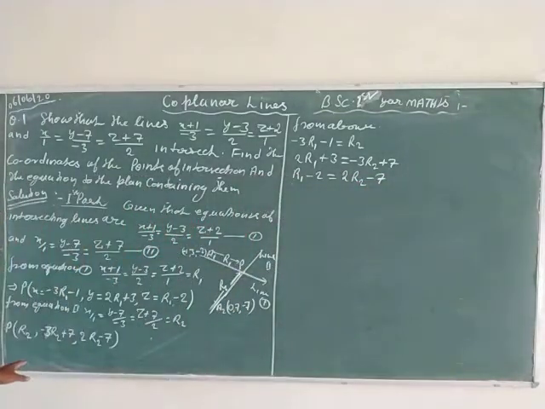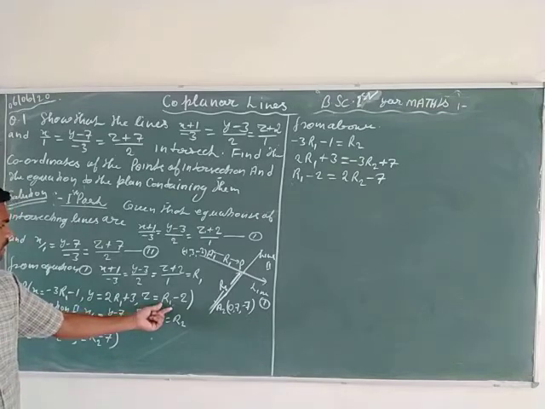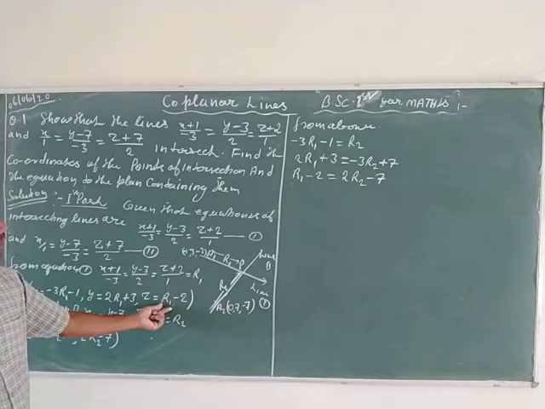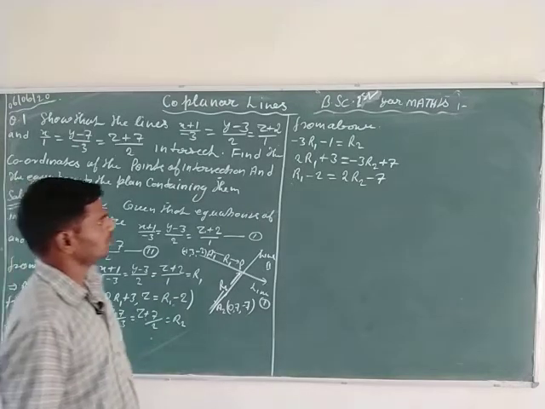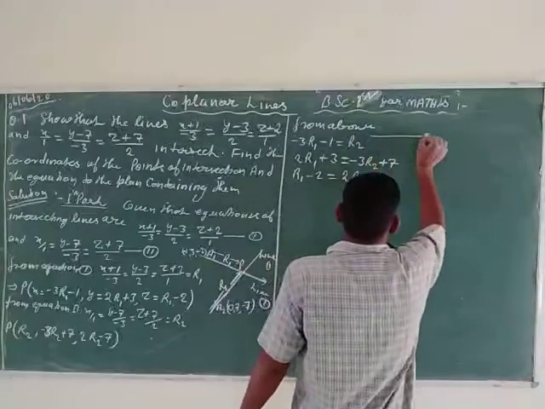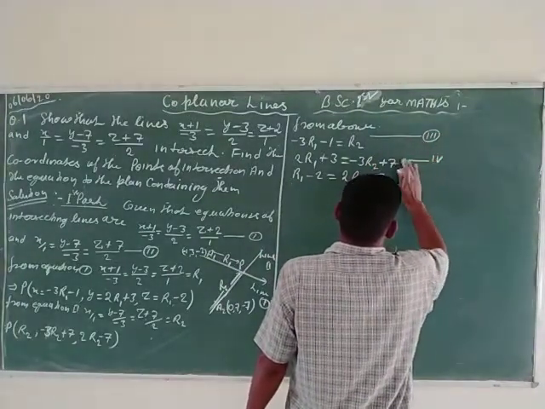Please check one more time. Minus 3 r1 minus 1 is equal to r2, and 2 r1 plus 3 is equal to minus 3 r2 plus 7. At last the third coordinate, r1 minus 2, is equal to 2 r2 minus 7. These are represented by the equations third, fourth and fifth.